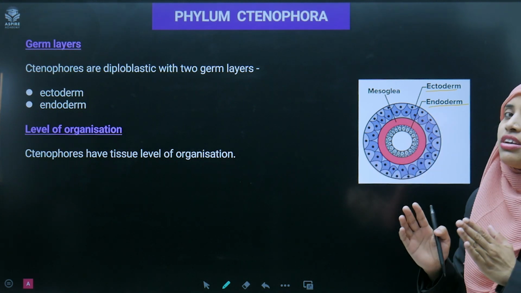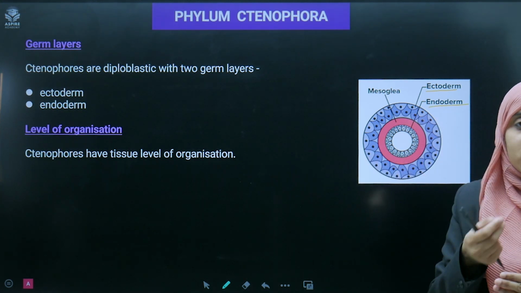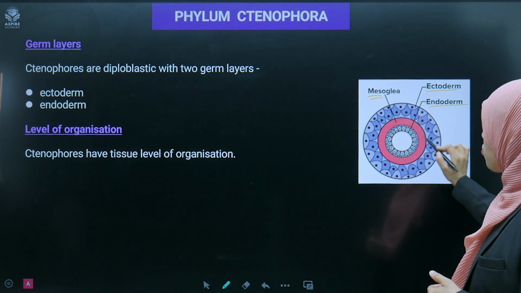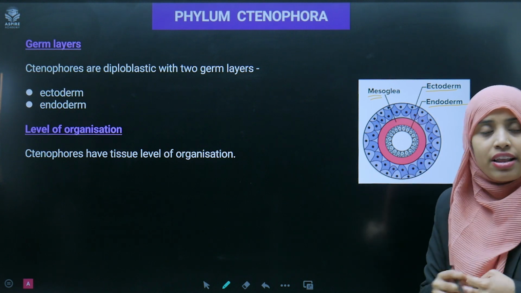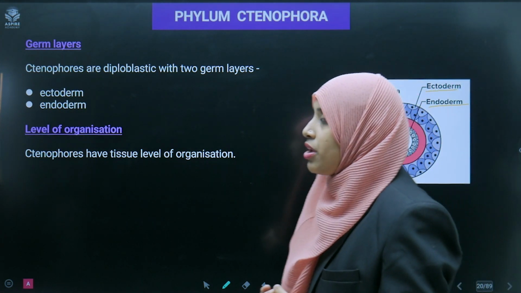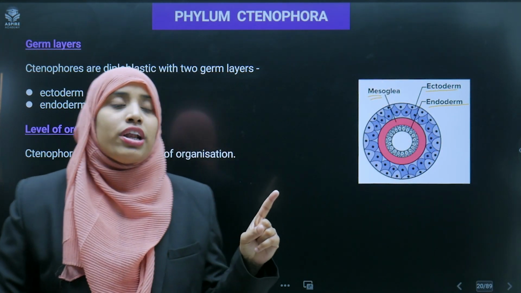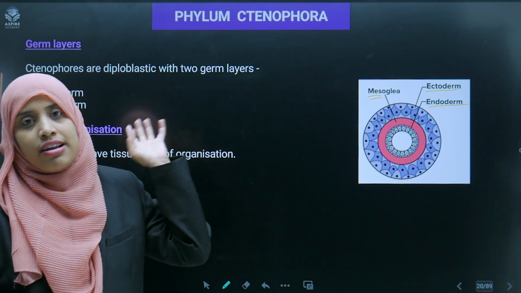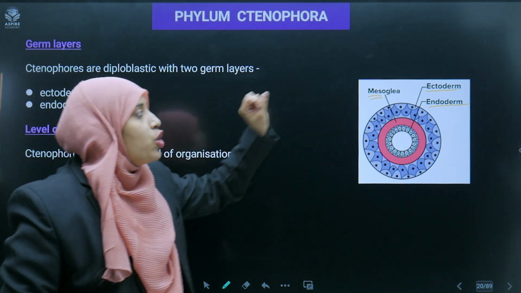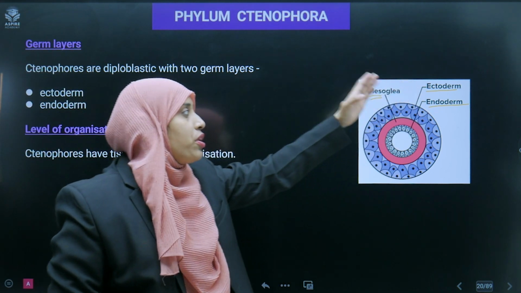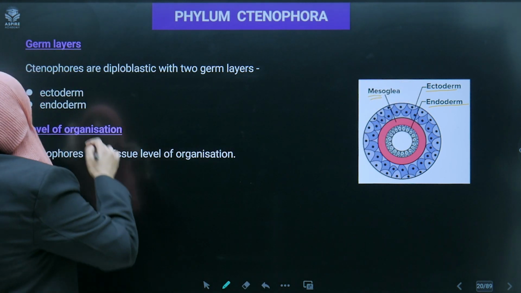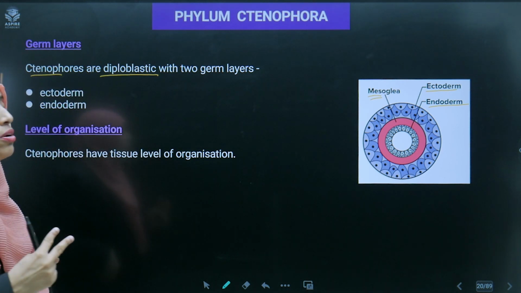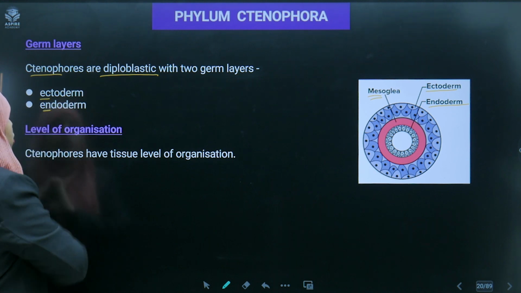And in between, it is filled with a gelatinous material that is known as mesoglea. इसके बीच में जो आप देख रहे हो, there is a material known as mesoglea. But that mesoglea is not made up of cells. ये किसी cell का नहीं बना है, so we cannot call it a layer. So there are only two layers, ectoderm and endoderm. So Ctenophora are diploblastic organisms with two germ layers, ectoderm and endoderm.